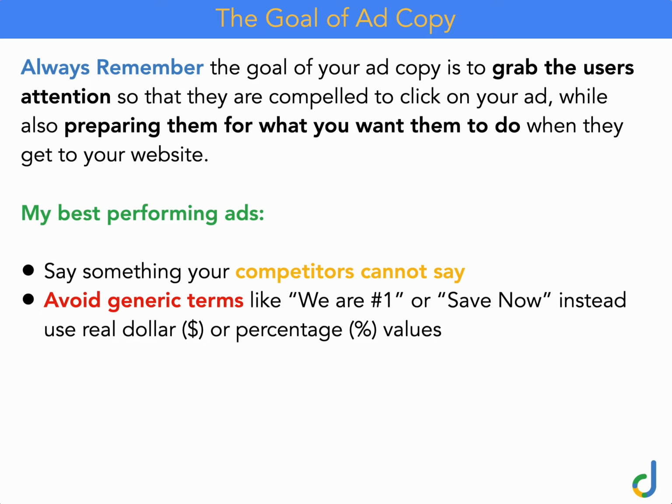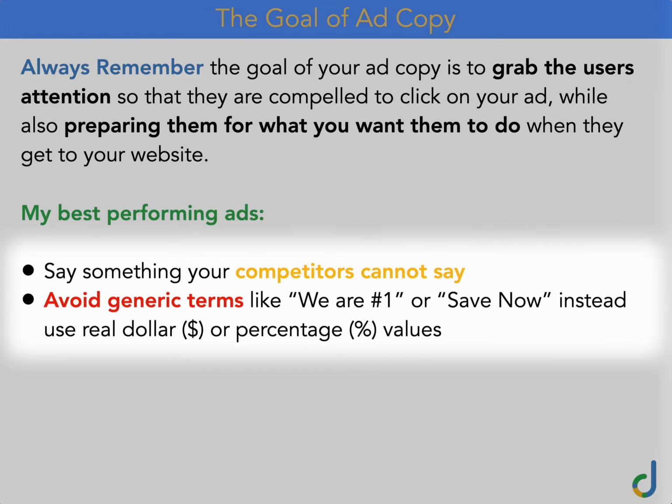So I want to talk about some of my best performing ads. And this is the way that I have been able to see success and higher click-through ratios and conversion rates. So I have these two core guiding principles for my ads. I want to be able to say things my competitors cannot say. And I also want to avoid generic terms like we are number one or save now. And you want to instead use real dollar or percentage values. Let me give you an example.